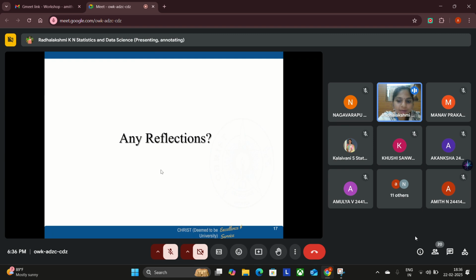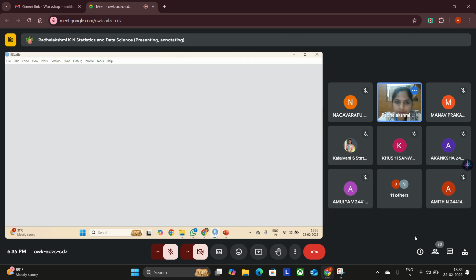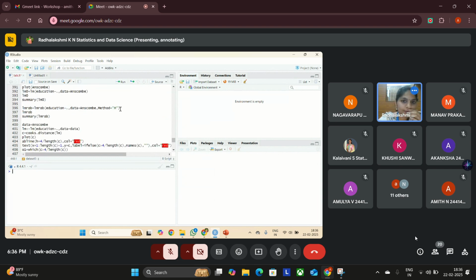If not, I think we can move on to the hands-on in R. If anybody has a laptop and is ready to work on it, it would be a simultaneous workshop so that it will become more interesting. The code will be displayed so that you can run it on your system. Is the screen visible? Okay.